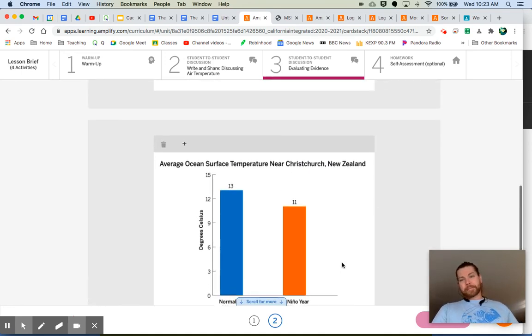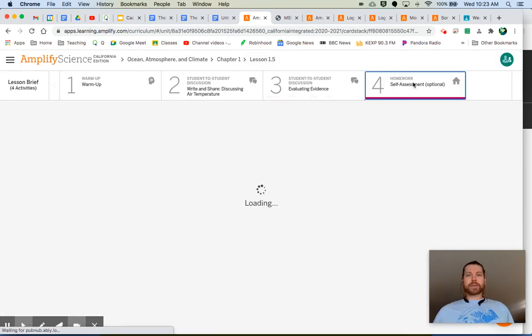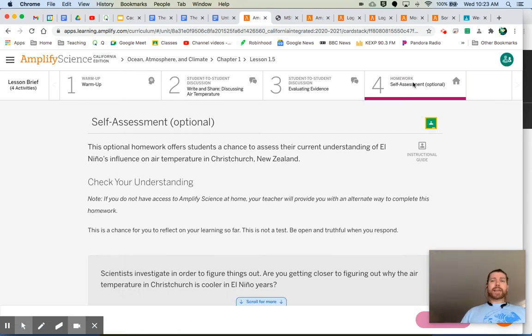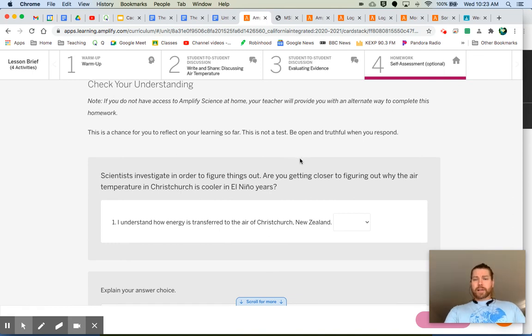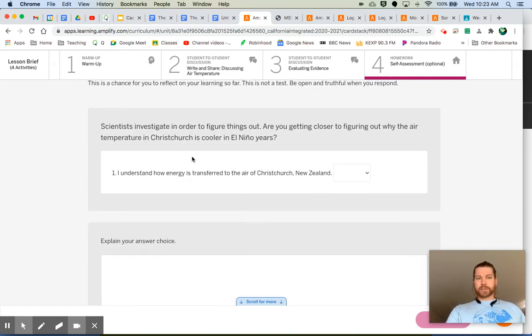All right, here is the last part, your homework. It is a self-assessment. Mr. Wiggin, it says it's optional. Is it optional? No, I want you to go through this and I want you to think about these things, okay? So each of these has a statement and you are saying whether or not you understand it at this point, and then explain.